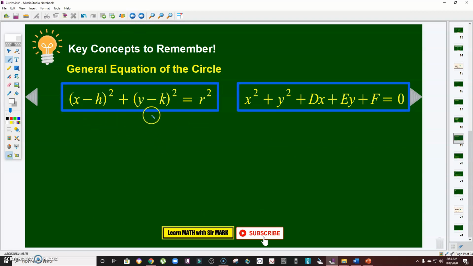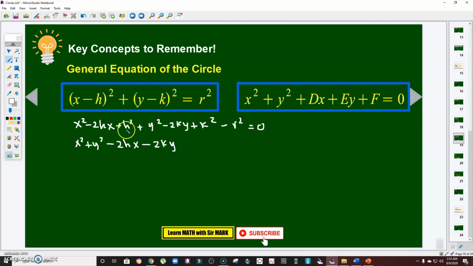Balikan natin to. Minention ko kanina, if you're going to expand it, the result will be this, and nakita nyo na yun sa mga previous examples. But if I'm going to expand the standard form, ito mismo, what will happen? Let's see. That will be x squared minus 2hx plus h squared plus, doing the same here, y squared minus 2ky plus k squared, then equate ko kay 0 like this one. Meaning to say, I'm going to transpose r squared on the left, that will be negative r squared equals 0. See that? Then I'm going to rearrange it. So that will be x squared plus y squared, then this one, negative 2hx, then this one, negative 2ky.